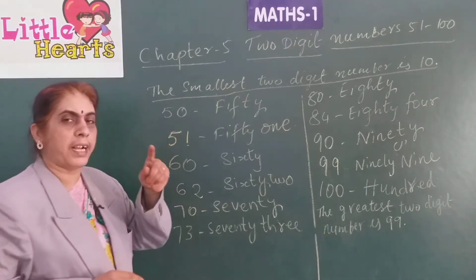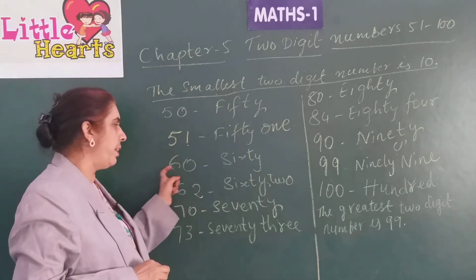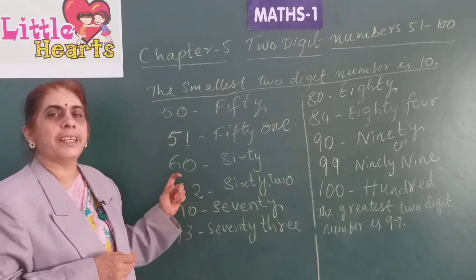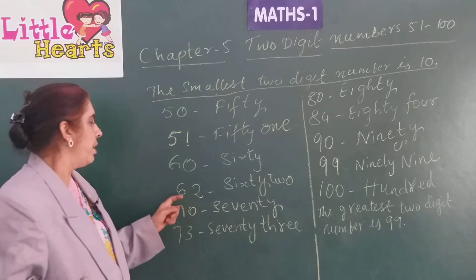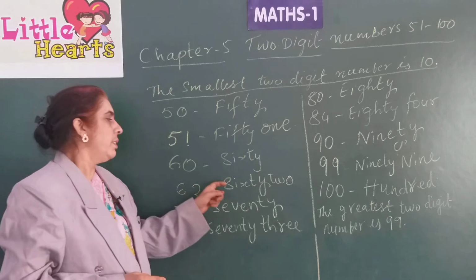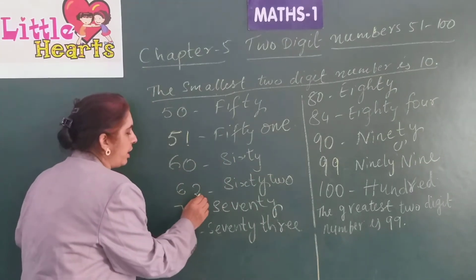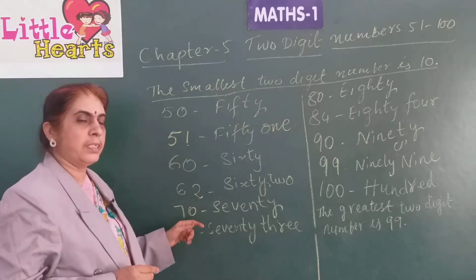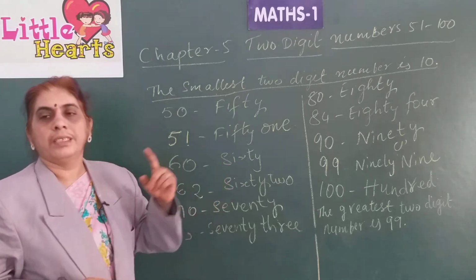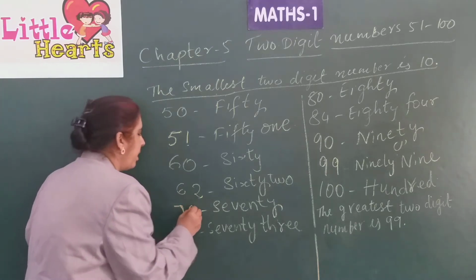After 59 comes 60, SIXTY, 6 in the tens, 0 in the ones place. And coming to 61, SIXTY ONE, and 62, 6 in the tens, 2 in the ones, SIXTY TWO. You can keep on changing the number in the ones place, and 6 will be in the tens place. You can write the number names from 60 to 69.